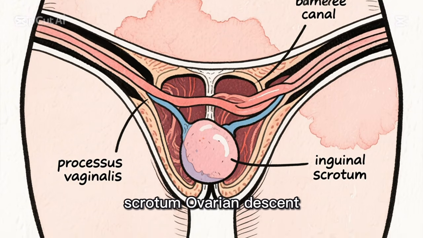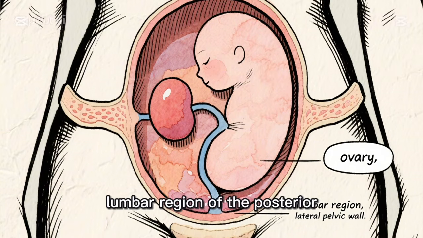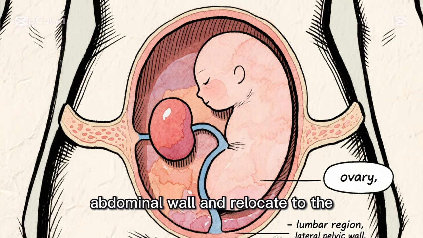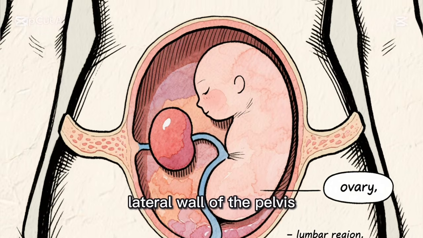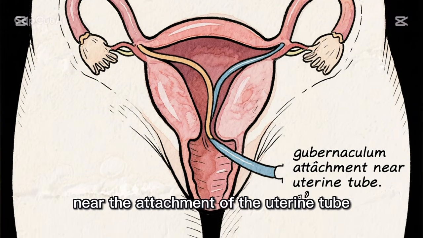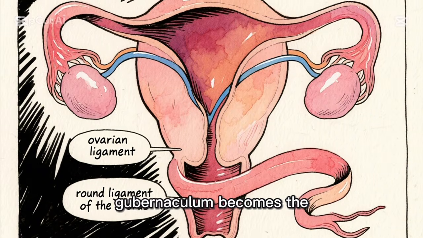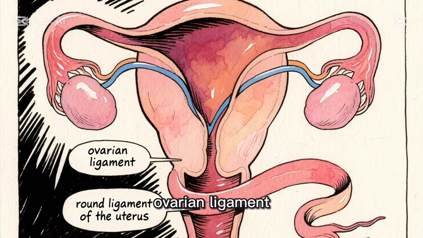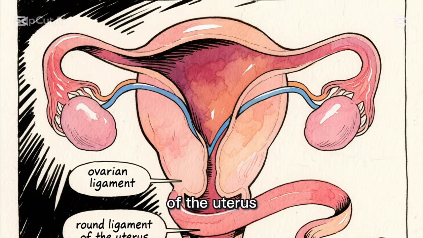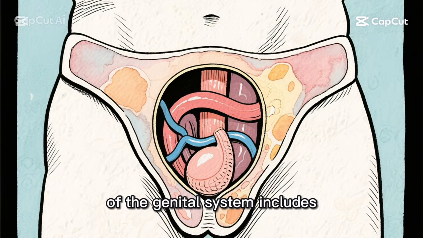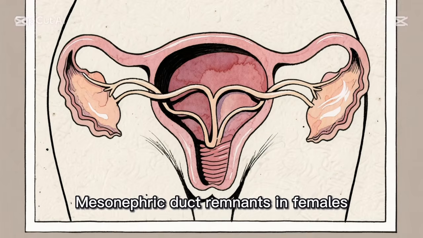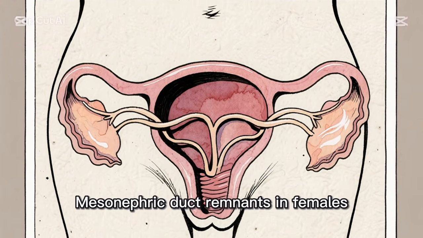Ovarian descent. The ovaries also descend from the lumbar region of the posterior abdominal wall and relocate to the lateral wall of the pelvis. The gubernaculum is attached to the uterus near the attachment of the uterine tube. The cranial part of the gubernaculum becomes the ovarian ligament, and the caudal part forms the round ligament of the uterus. Clinical correlates of the genital system include mesonephric duct remnants in males and mesonephric duct remnants in females.